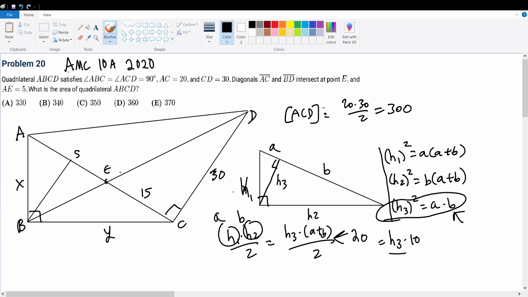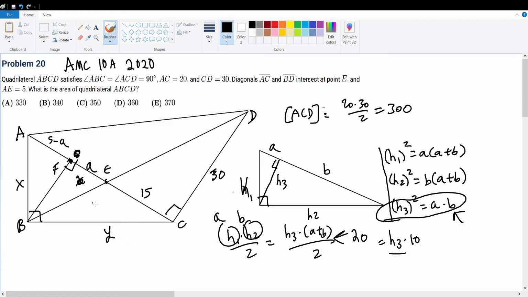So now that we have assumed this height, let's call this intersection point F. And let's call segment FE x. I already called that x. So I'll call this, let's say I call this a. So if I call this a and I know AE is equal to 5, that means AF will be 5 minus a. And EC will be still 15.